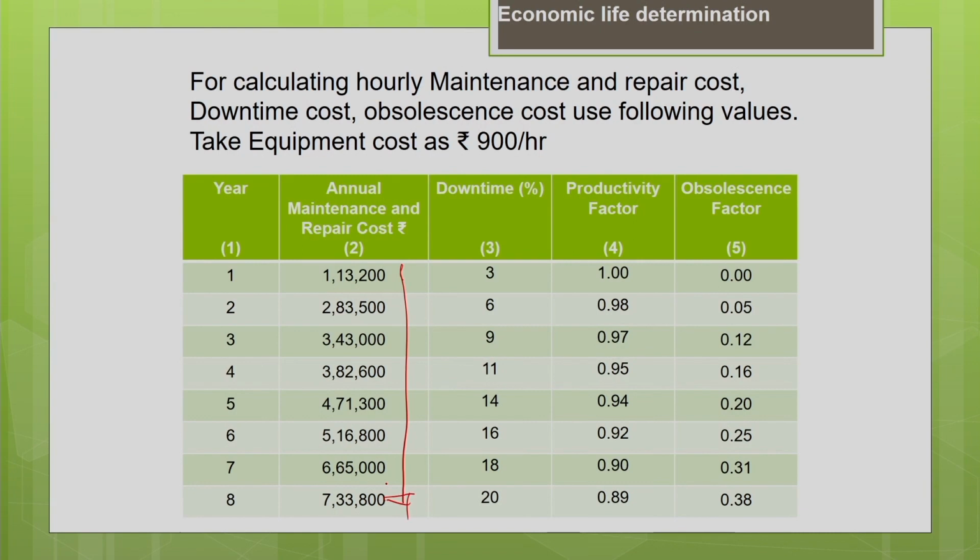You can see that the maintenance and the repair cost is increasing with the time duration. Downtime cost is also given, it is increasing with the age of the machine. Okay. The productivity loss is increasing. There is a loss in productivity with age of the machine, and the obsolescence factor is increasing with the age of the machine. Let us calculate all these costs in the upcoming slides.